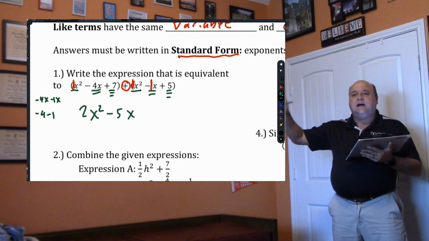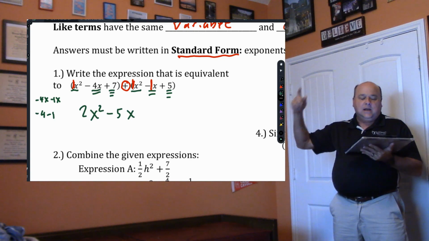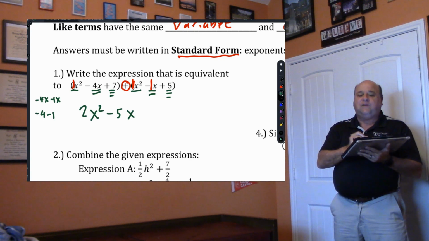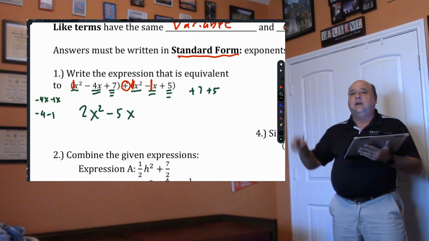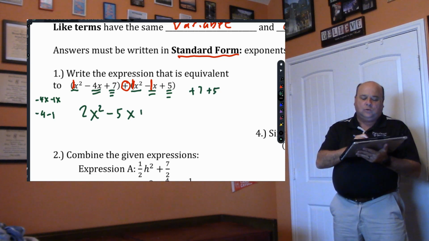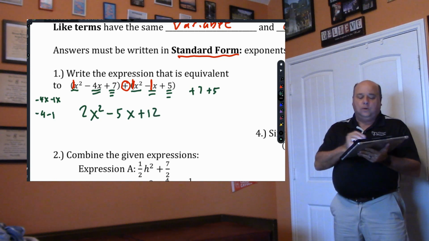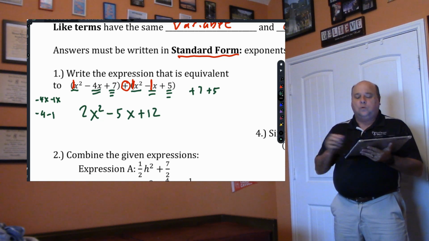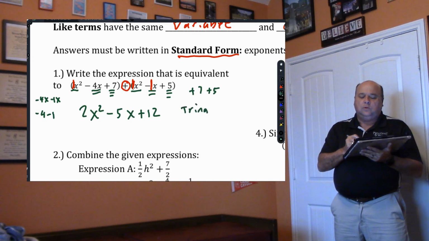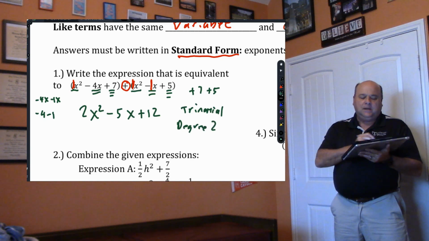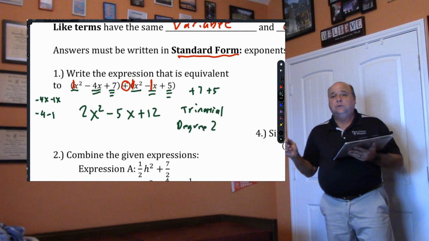You're writing these as sign, number, letter, exponent. Lastly, we have plus 7 and plus 5. I'm going to put this over here. If you punch 7 plus 5 into the calculator, it equals 12. This is a polynomial in standard form. Notice the largest exponent is first, and it decreases in order, and the constant comes last. Remember, this is a trinomial, and it has a degree of 2, because the biggest exponent is 2.